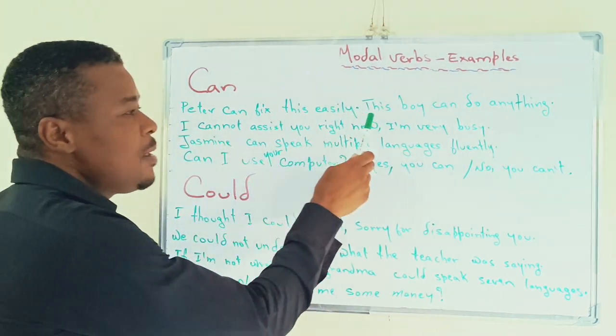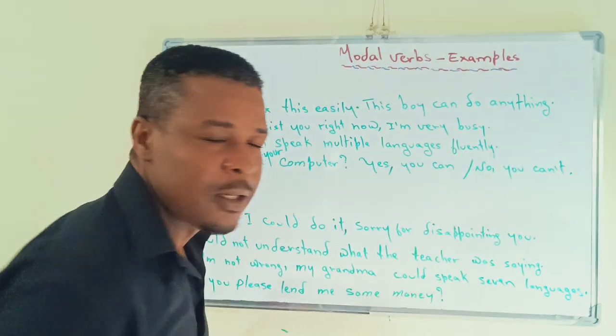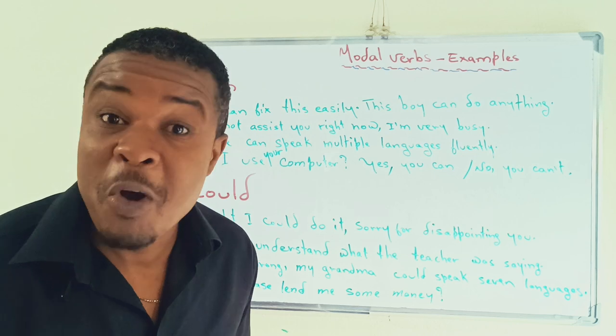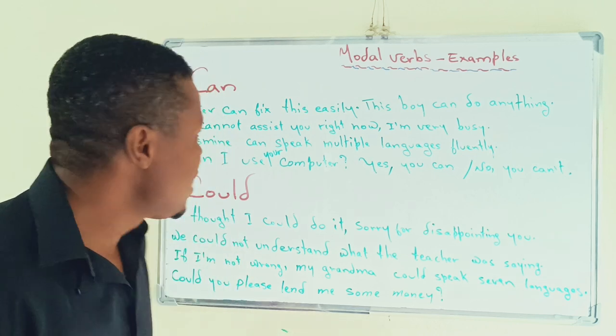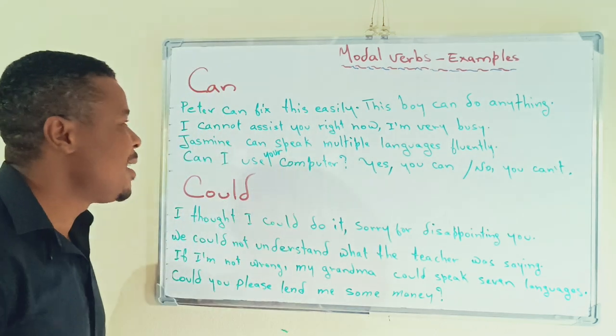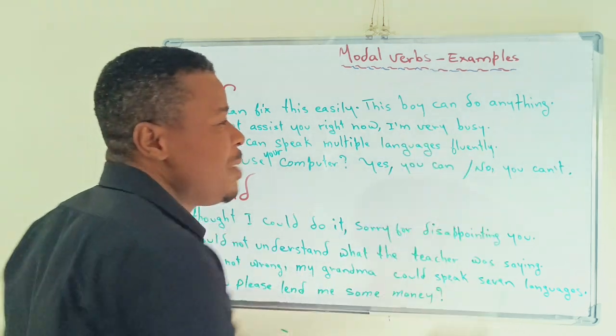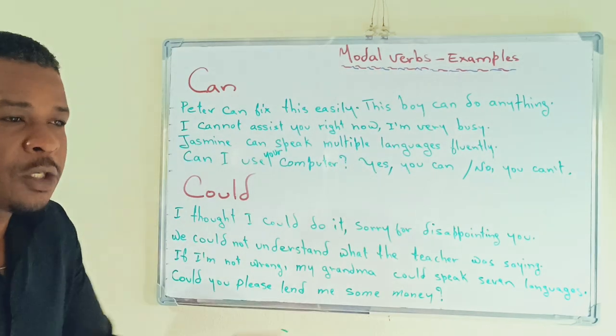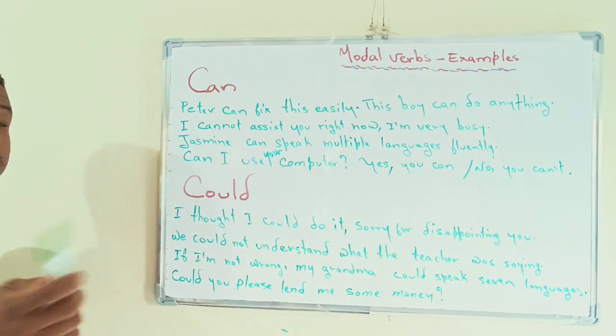Peter can fix this easily. This boy can do anything. Estamos hablando de que él puede hacer lo que sea. Su capacidad, ¿no? Su habilidad, él puede hacer lo que sea, ¿no? Él puede arreglar esto y aquello. All right, let's go with the next example.